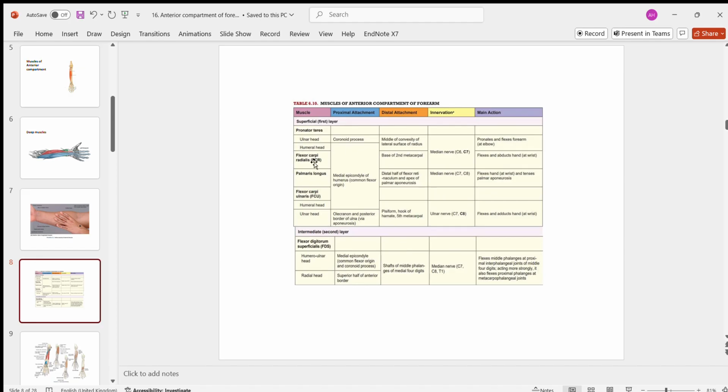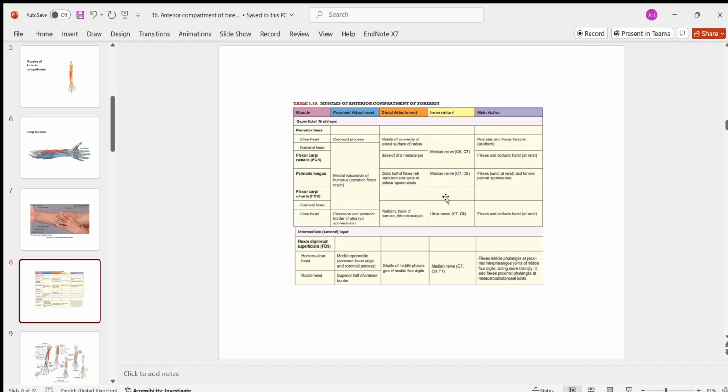The flexor carpi ulnaris, palmaris longus, and flexor carpi radialis, the three flexors of the anterior compartment, originate from the common flexor origin, which is located on the medial epicondyle of humerus. The insertion is of flexor carpi radialis to the base of second metacarpal, palmaris longus to the flexor retinaculum, and flexor carpi ulnaris to the pisiform, hook of hamate, and fifth metacarpal, along with the ulnar head, which originates from the olecranon and posterior border of ulna.